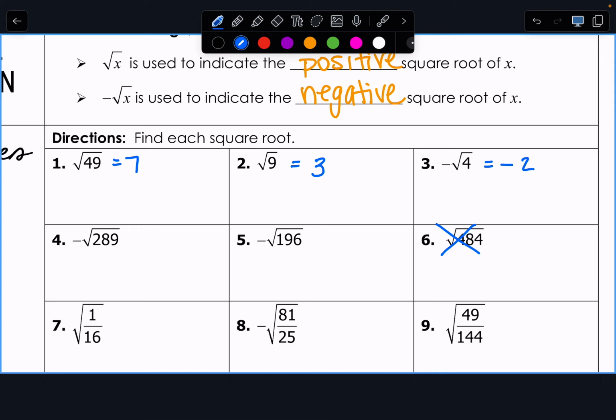Elaine, what'd you write for number 4? Did you put a negative in front of it? Good. So negative 17. The negative stays, and then 289 is the square of 17. Number 5. Jacob, what'd you write? Negative 14. 14 squared is 196. Make sure you keep the negative if there's a negative.